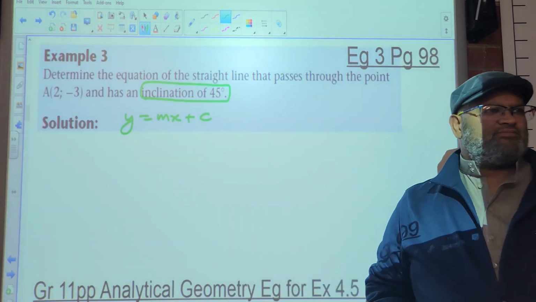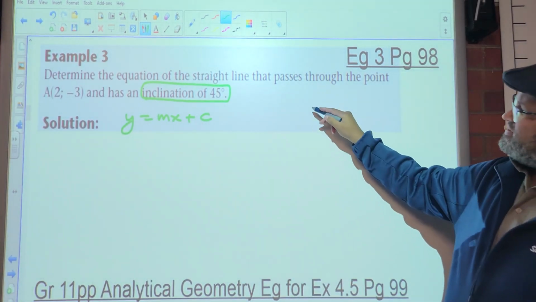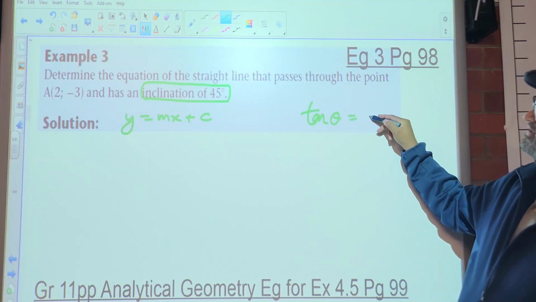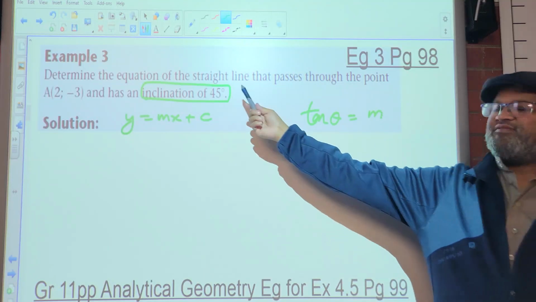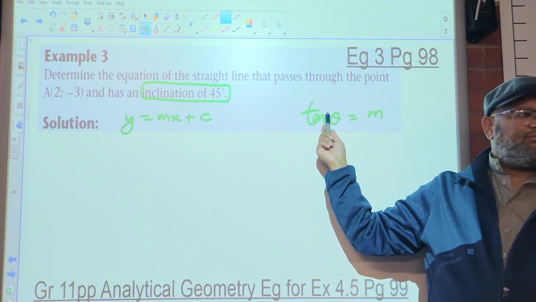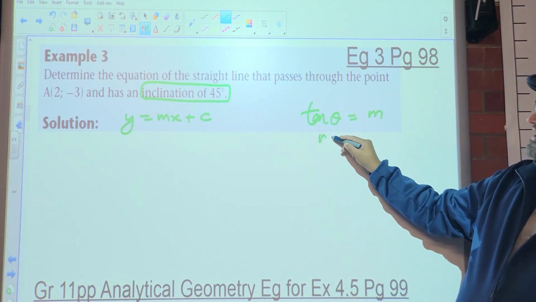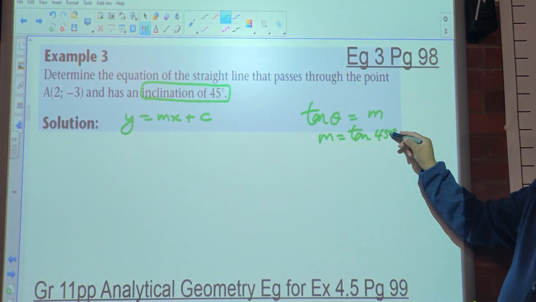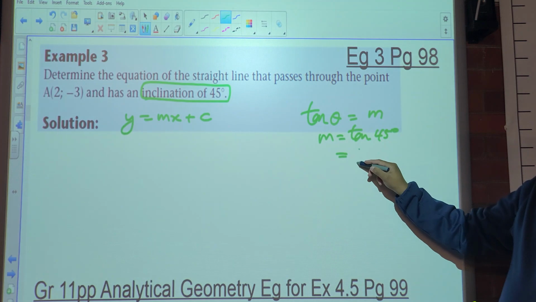Inclination angle. So the inclination angle is associated with the formula tan θ is equal to the gradient. But we have the angle now. Can you see that, people? So what do I say? The gradient is equal to tan of 45 degrees.